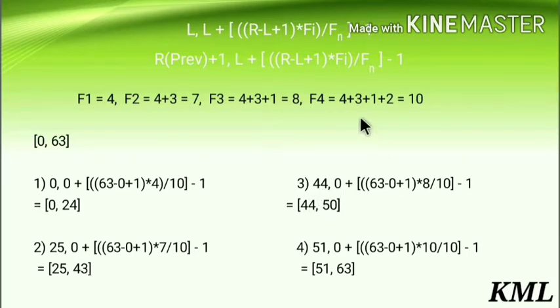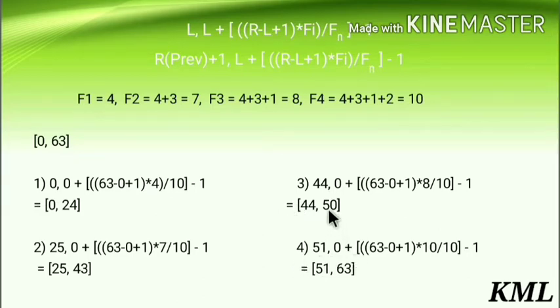Now to find this, substitute this L and R in this formula. So L is 0 plus R minus L, 63 minus 0 plus 1, into Fi. Now you have to use F3 because it is the third subinterval. So F3 is 8, divide by Fn, that is 10, minus 1. So this 44 comes here as it is. Then evaluate this, then multiply, then divide, then subtract, and then add this 0. So you get 50. If you get a fractional part, just ignore it and take the integer part. So you got the third subinterval.